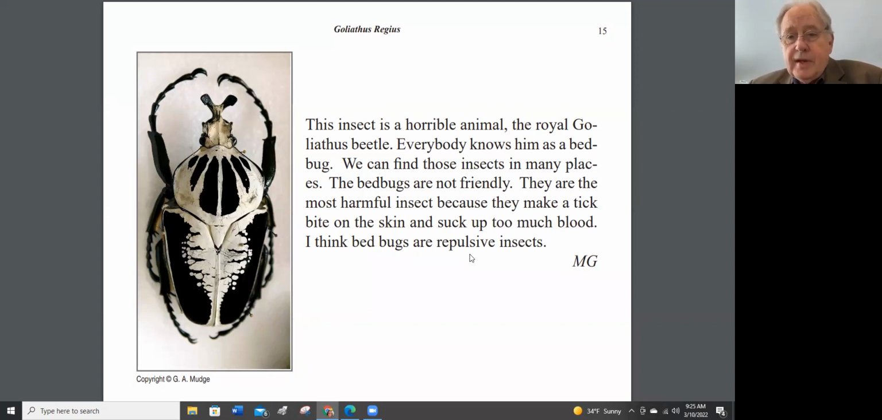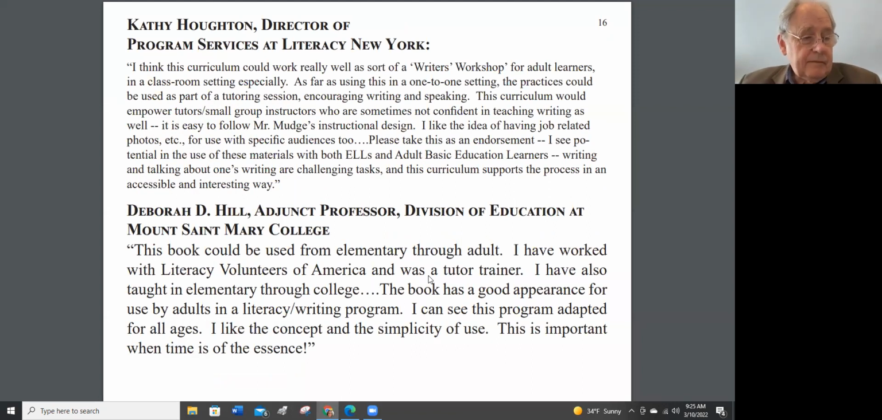Good for this student. He picked up on a word in the vocabulary list, bed bug, and he wrote a fascinating little story. So, continuing on with the reactions of others. As we were trying to get funding to publish the books, we talked with the Director of Program Services at Literacy New York and shared the prototypes of the books with her.